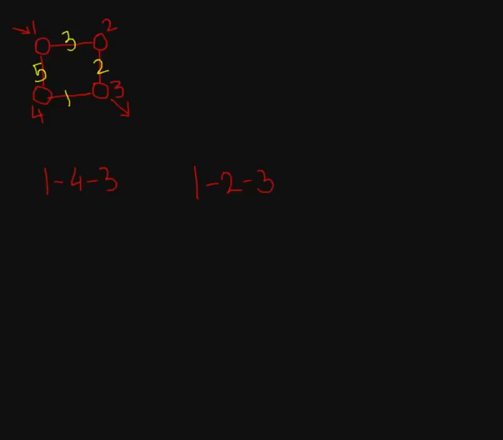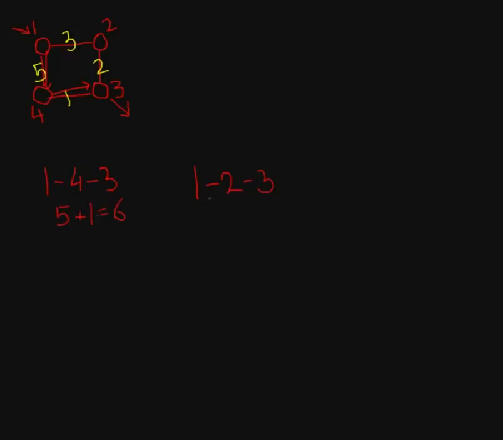So the total cost incurred by a particular path such as 143 or 123 is the sum of all the weights of all the edges in the path. So for 1, 4 and 3 we are going to cross this edge and then this edge. So the cost that we incur is 5 plus 1, which is equal to 6.